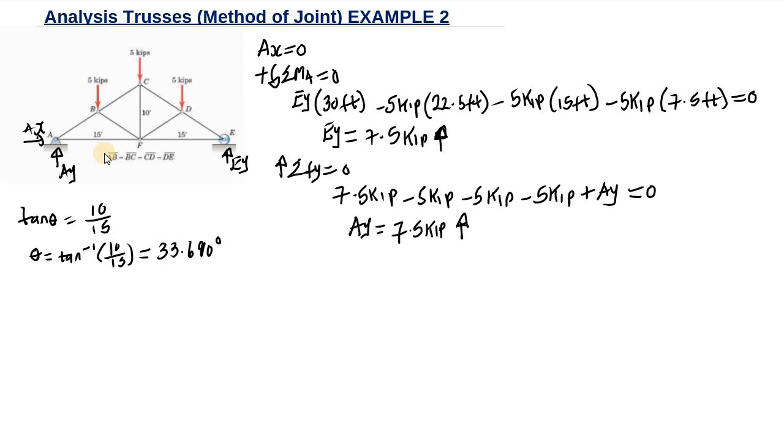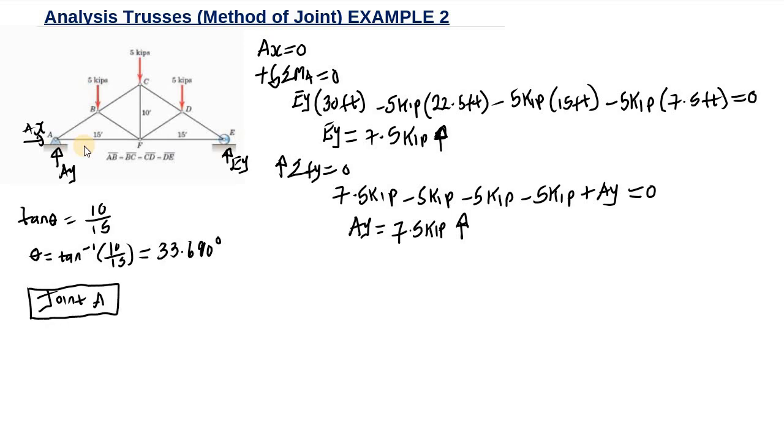So the question is, which joint do you want to choose? Which joint do you want to start with? Like I said, you need to start with a joint that has at most two members framed into the joint. I'm going to take a look at joint A because, as you can see, we're having two members framing into joint A. So let me start with joint A. This is the first joint we're going to take a look at.